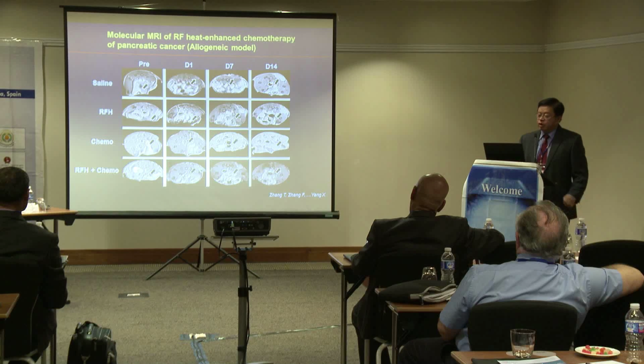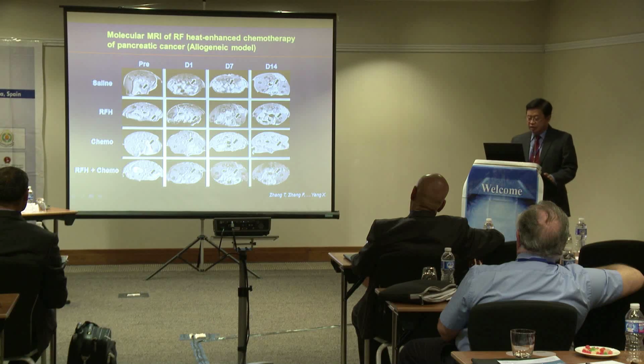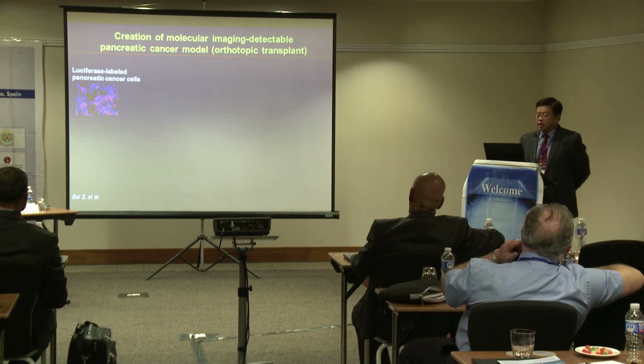Here's another example of molecular MRI of chemotherapy of pancreatic cancer. We started using the allogenic model. So here again, we have 4 groups. You can see that in the combination therapy group, at day 14 of the treatment, the tumor almost disappeared here. So that means it works. Of course, we need an orthotopic model.